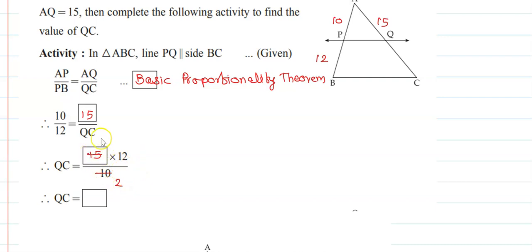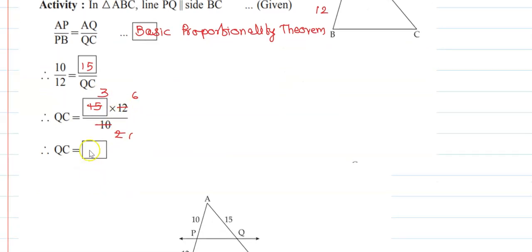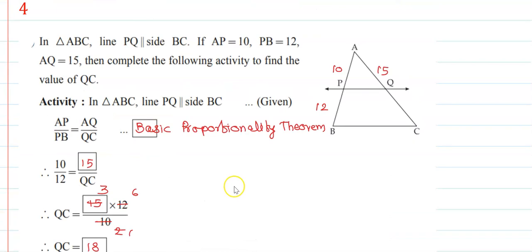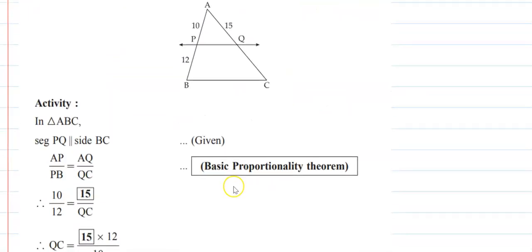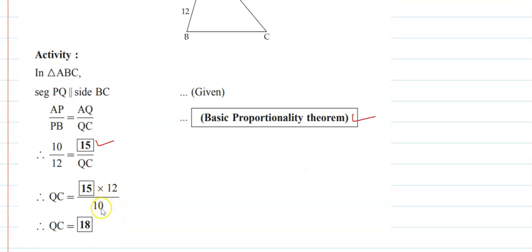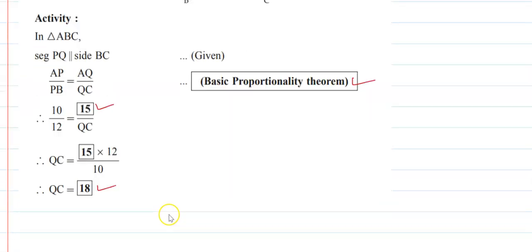5 2s are 10 and 5 3s are 15, 2 1s are 1 and 2 6s are 12. Next 3 into 6, you will get here 18, and this is the answer. Again you can see this here. This is the first basic proportionality theorem, the value of AQ. Next 15 into 12 upon 10, and after simplification you will get the correct answer.